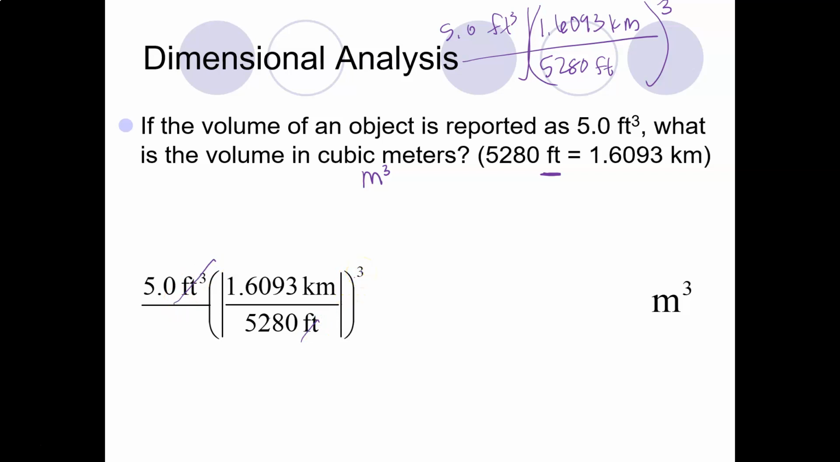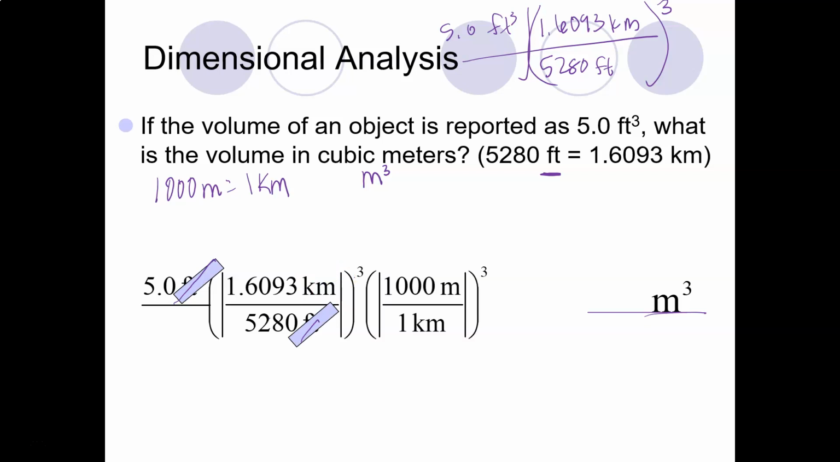Okay, which would leave me in an answer that's in kilometers. My unit is kilometers cubed, which is not the same thing as meters cubed. So 1,000 meters equals 1 kilometer. That's awesome, but this is kilometers cubed. So when I go to set that up, I can't just leave it like that. I have to also cube it. So again, if it would help you, distribute that cube to each of the pieces. Take 1.6093 to the third power in your calculator and write km to the third power.